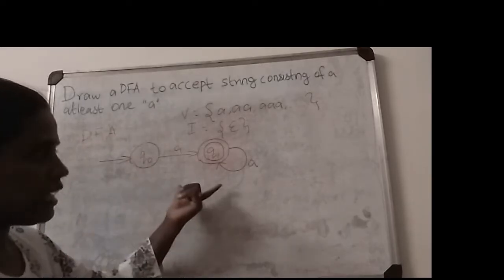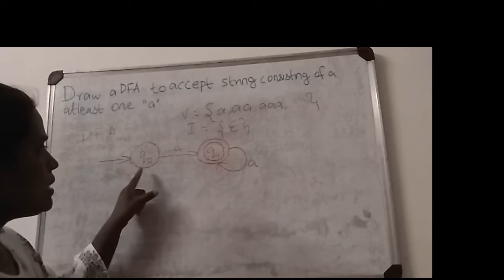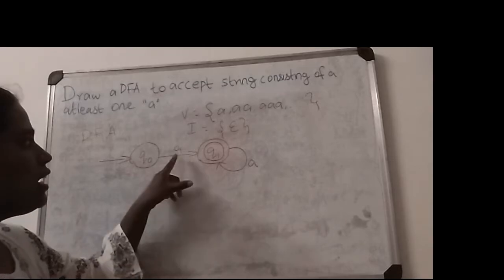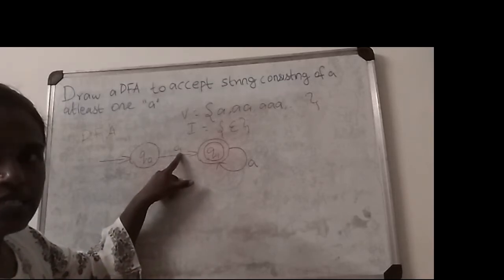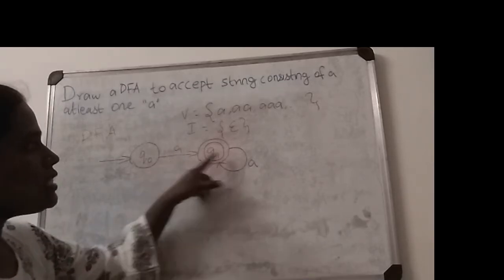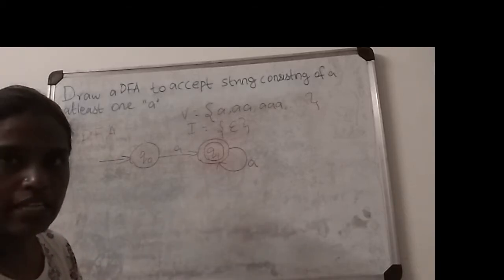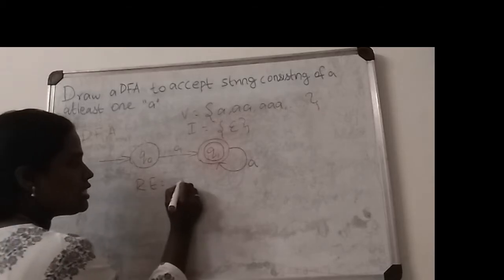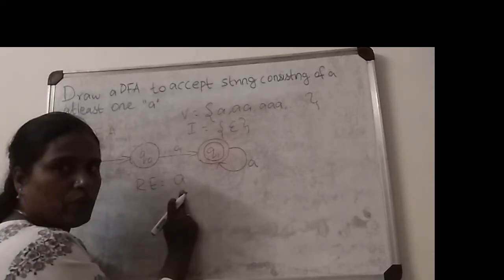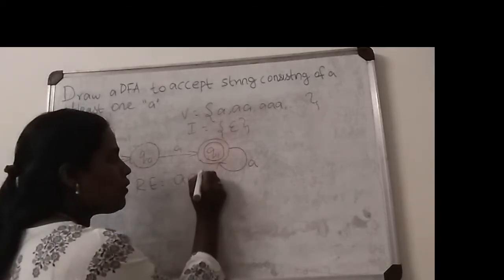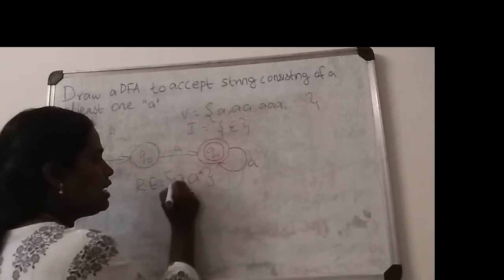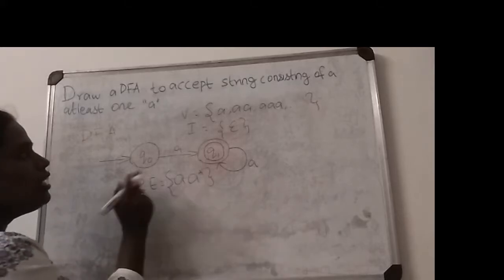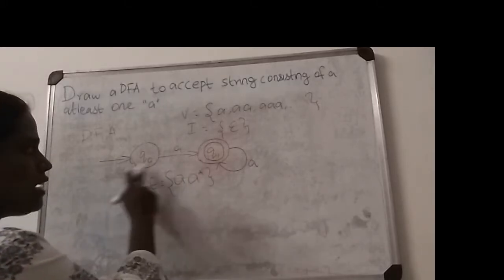This transition diagram has Q0 as the starting state and Q1 as the ending state, and the condition is a minimum of at least one A, with any number of A's after that. How can we write the regular expression? It should have a minimum of one A, followed by any number of A's, so we write A followed by A star.